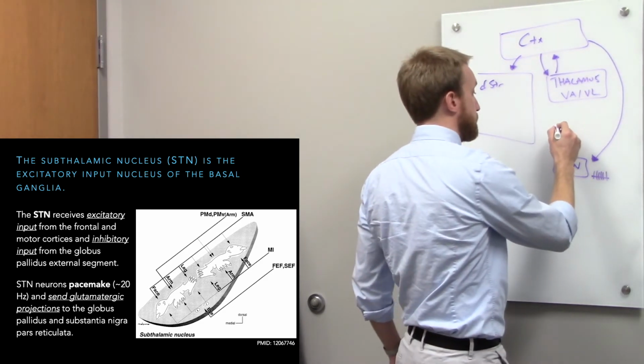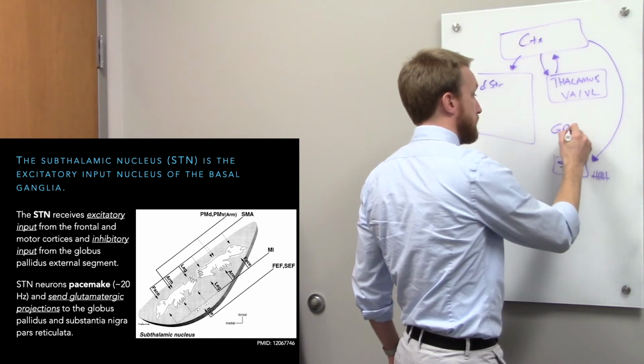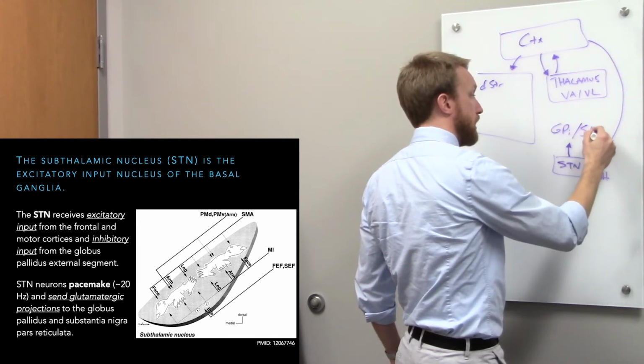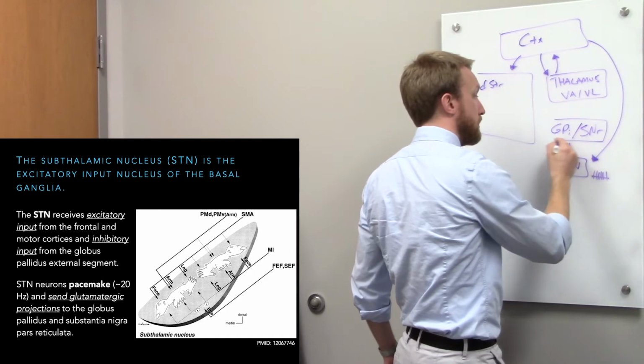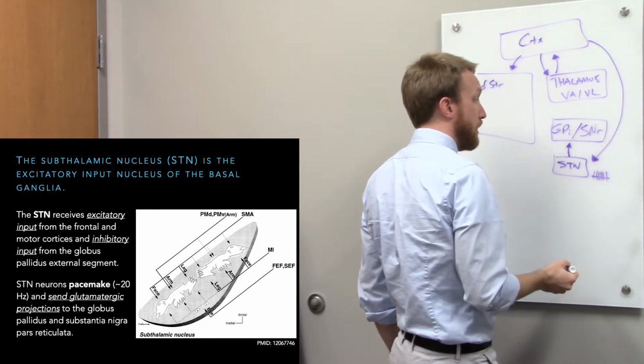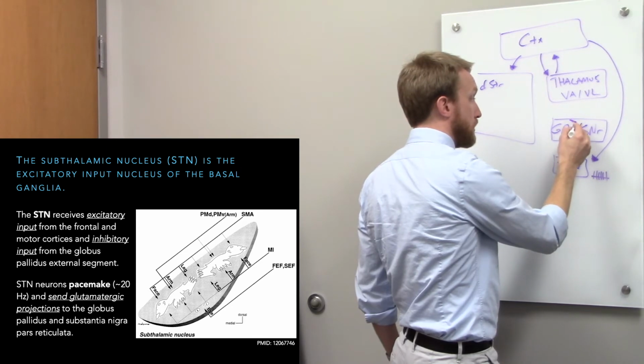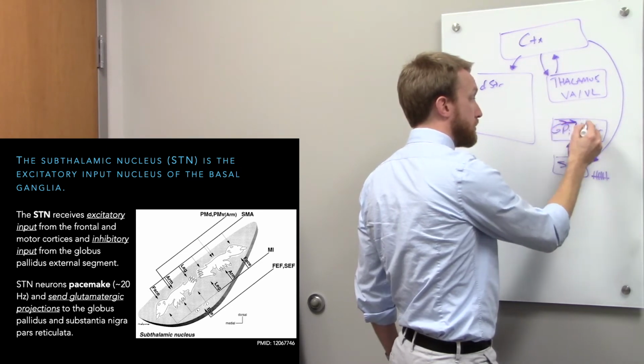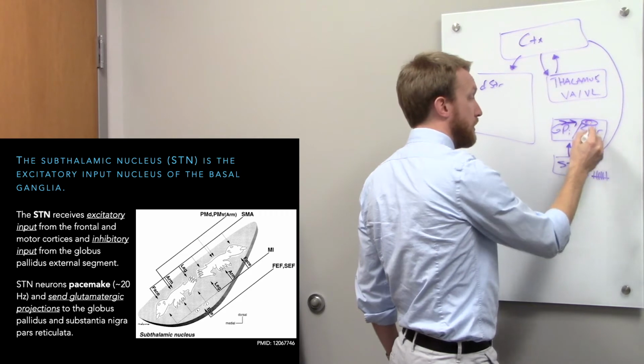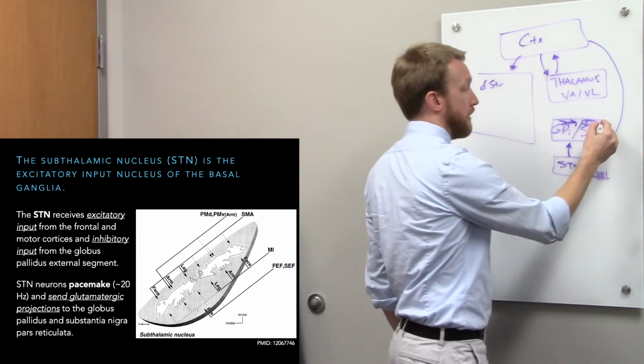So we have our output nuclei, the internal globus pallidus and the substantia nigra, pars reticulata. These, of course, have a body map as well. The GPI is going to have our forelimbs, trunk, and hind limbs, while the SNR is going to have the face and mouth.